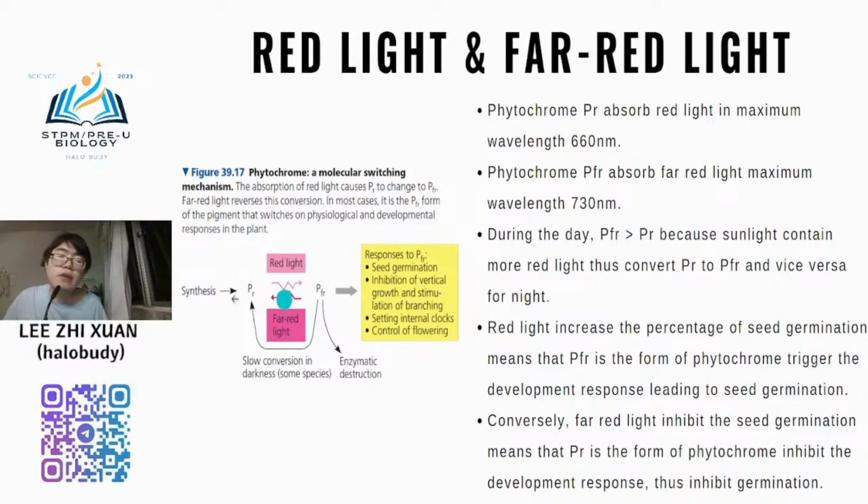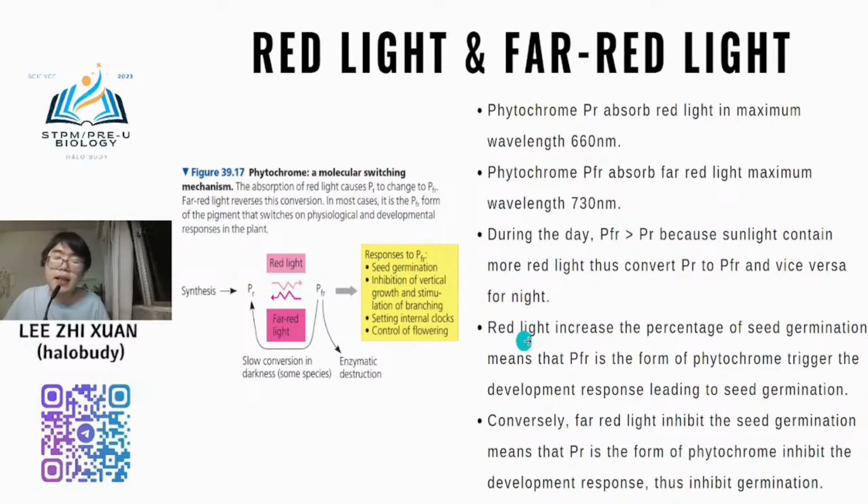So this is the conversion process. PR will change to PFR when exposed to red light. That is why we call it PR, because it absorbs red light. After that it will change to PFR. And then PFR will absorb far red light during the night and change back to PR. Normally this process will regulate the response to seed germination.